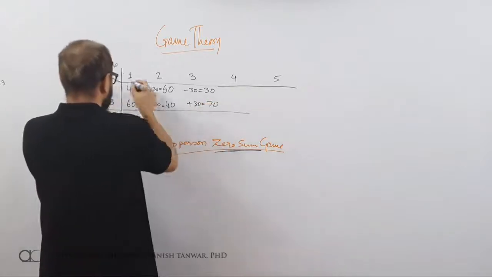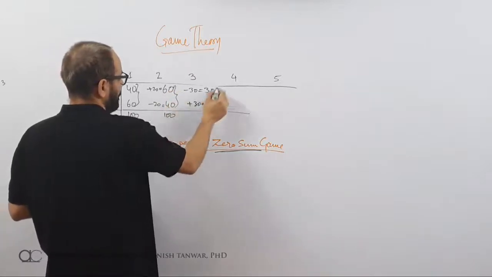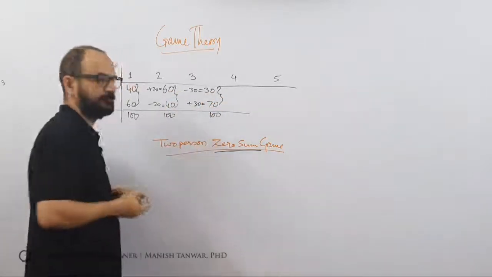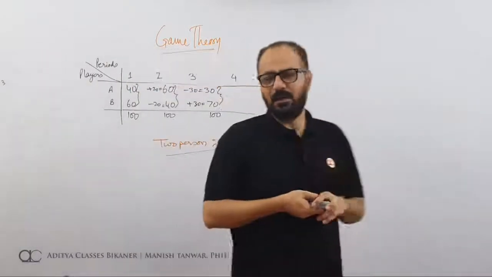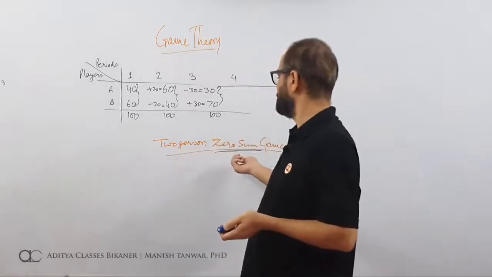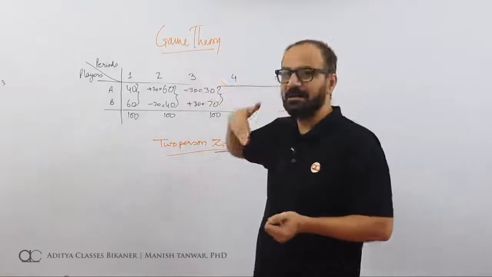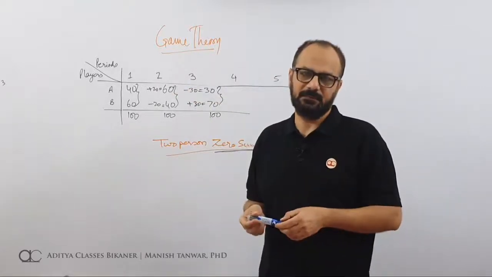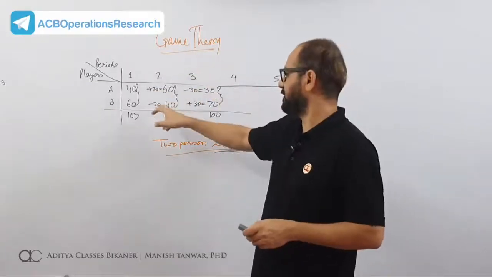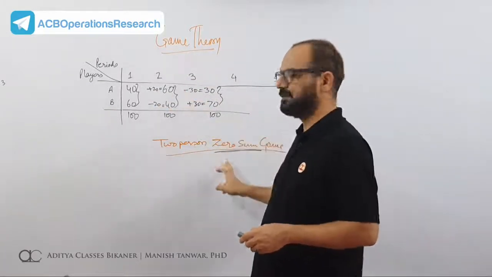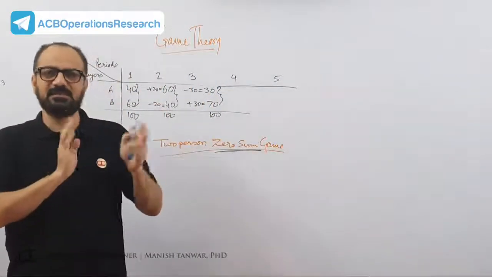And are all these games zero sum? I have 100, again 100, another 100. This is a 2x2 zero sum game. I hope this is clear: what is 2x2? Only two players. Zero sum: the gains of one are equal to the losses of the other. If I add all the transactions, plus 20 minus 20, they come down to 0. Minus 30 plus 30, they come down to 0. So 2x2 is a separate issue, zero sum is a separate issue.